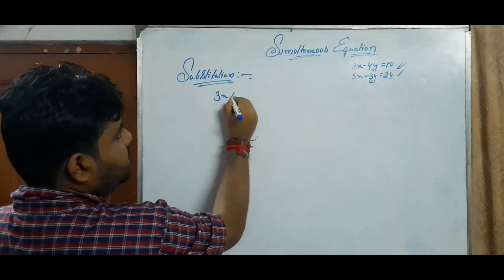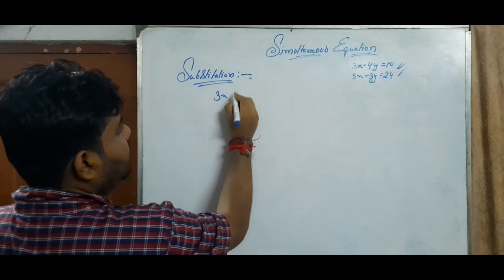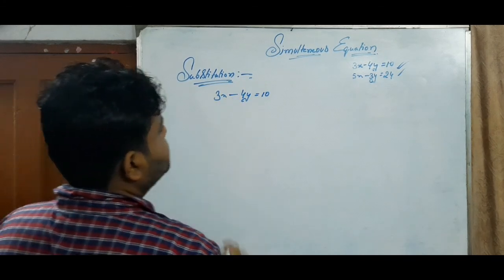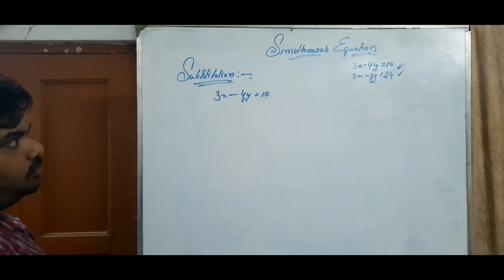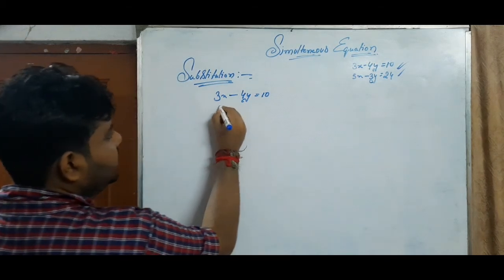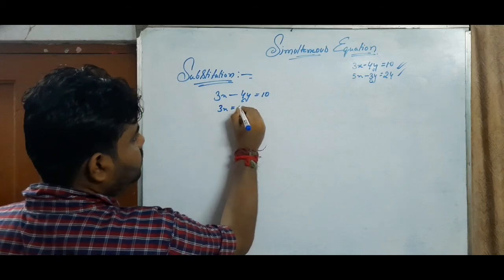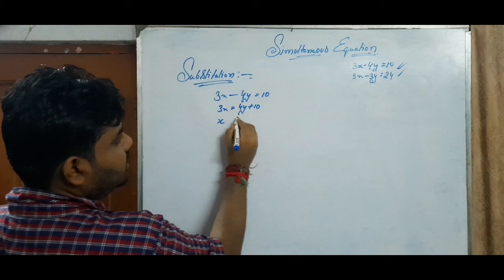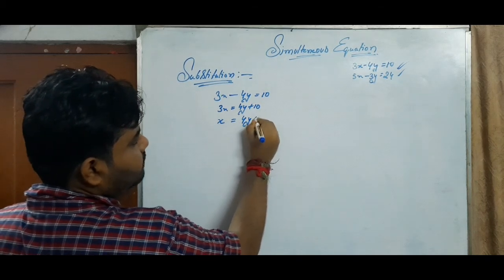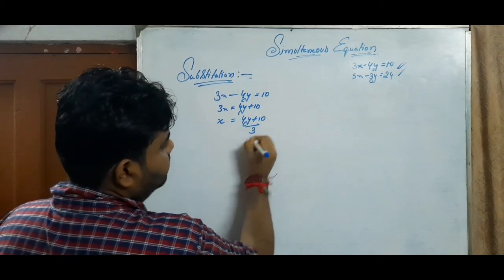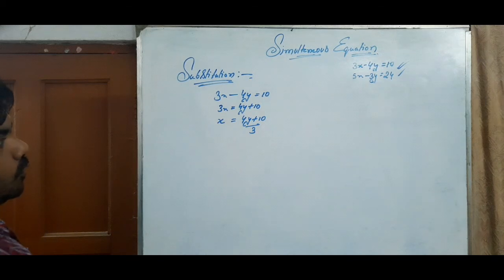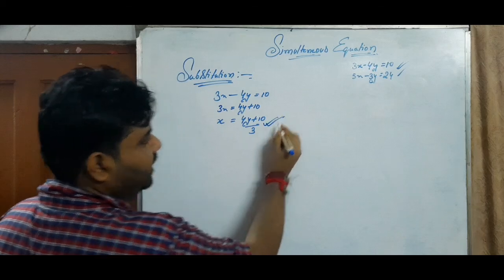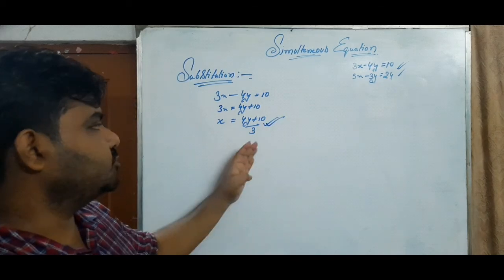3x minus 4y equals to 10. We will substitute the value in terms of other. Means we can write 3x equals to 4y plus 10, or x equals to (4y plus 10) by 3. So we are expressing x in terms of y.